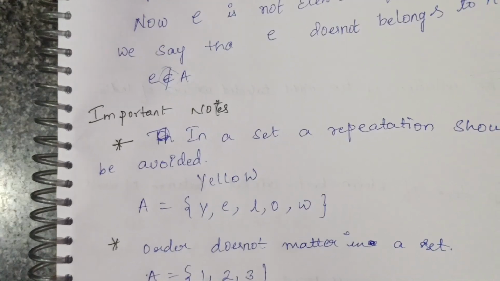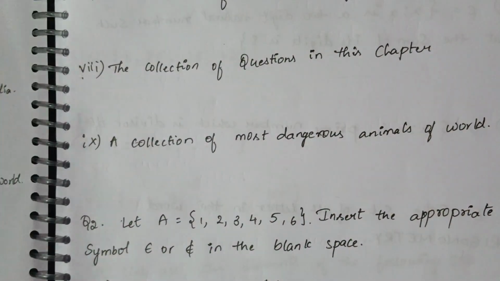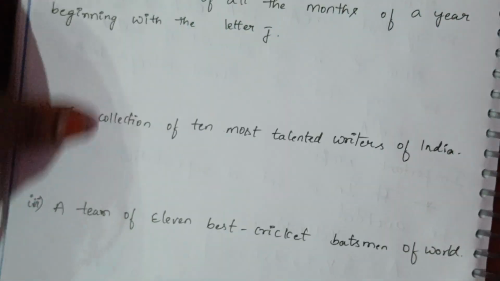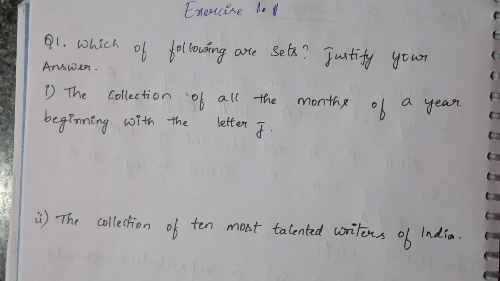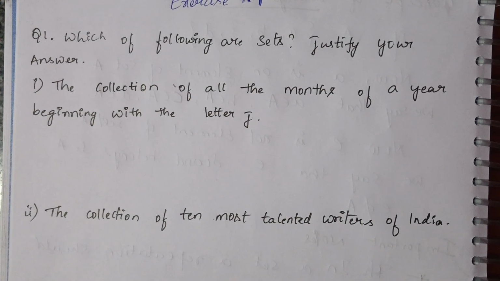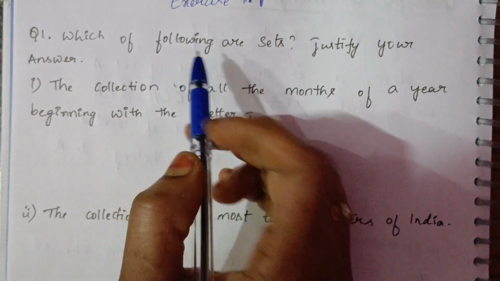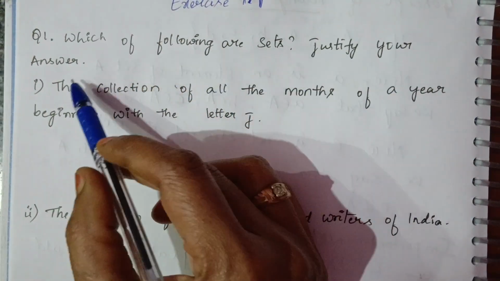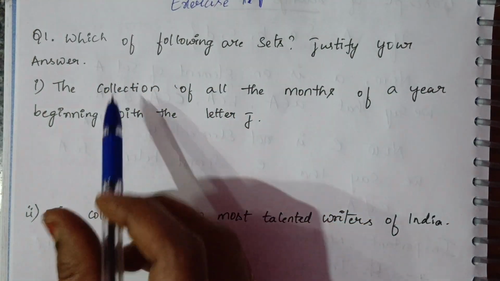Now we will go for exercise 1.1. See here, which of the following are sets? Justify your answer. First question, what is there?